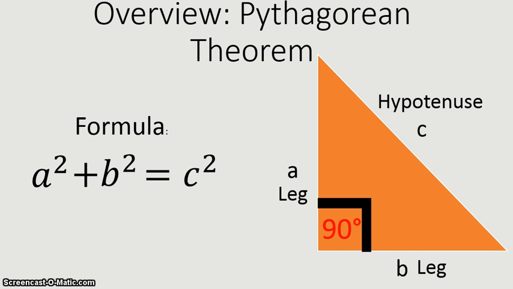This slide is an overview of the Pythagorean theorem and what I went over in this lesson. We have the formula, which is a squared plus b squared equals c squared, and an image of a right triangle that is labeled.